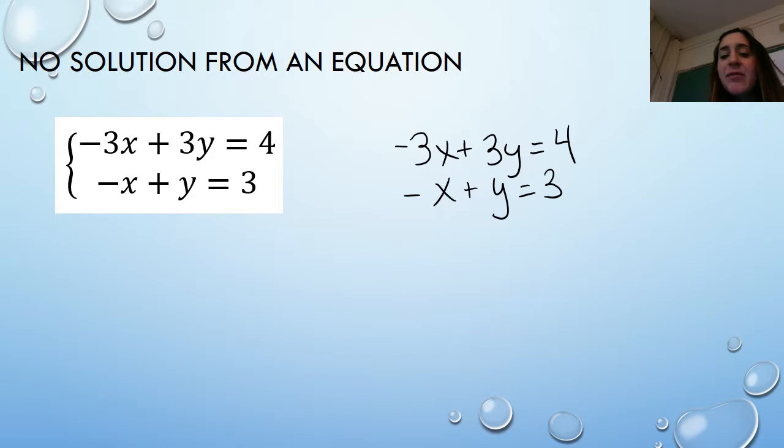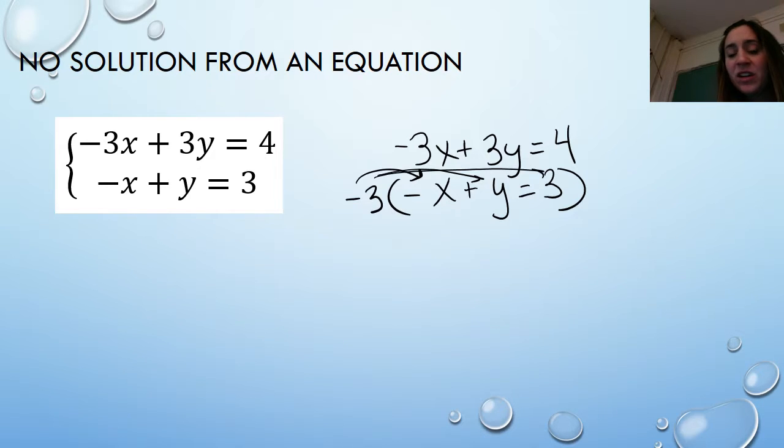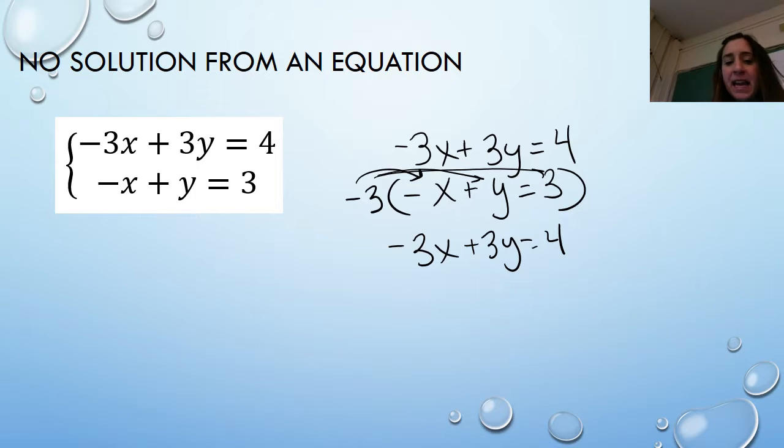I have a negative 3x and a negative 1x. So I'm going to have to multiply the bottom of the equation by a negative 3. When I do that, my x's are going to eliminate. First, I'm going to rewrite my first equation just so it's there and they're next to each other. Negative 3 times negative x, well, that's going to be a positive 3x. Negative 3 times y, well, that's negative 3y. And negative 3 times negative 3, that's negative 9.